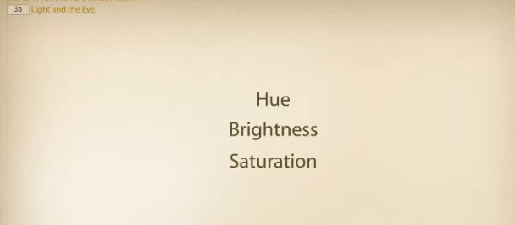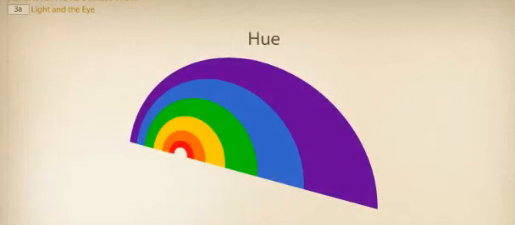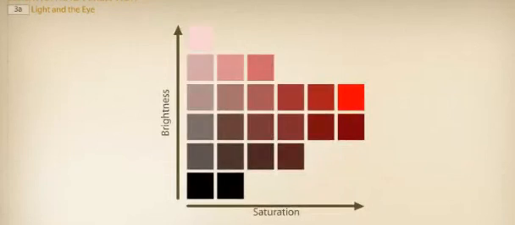So when we talk about hue, we're talking about color. So different variations in hue, our perception of that is variations in color. This diagram shows variations in brightness and saturation with hue held constant. The variations in brightness are shown along the vertical axis, and variations in saturation can be seen along the horizontal axis.